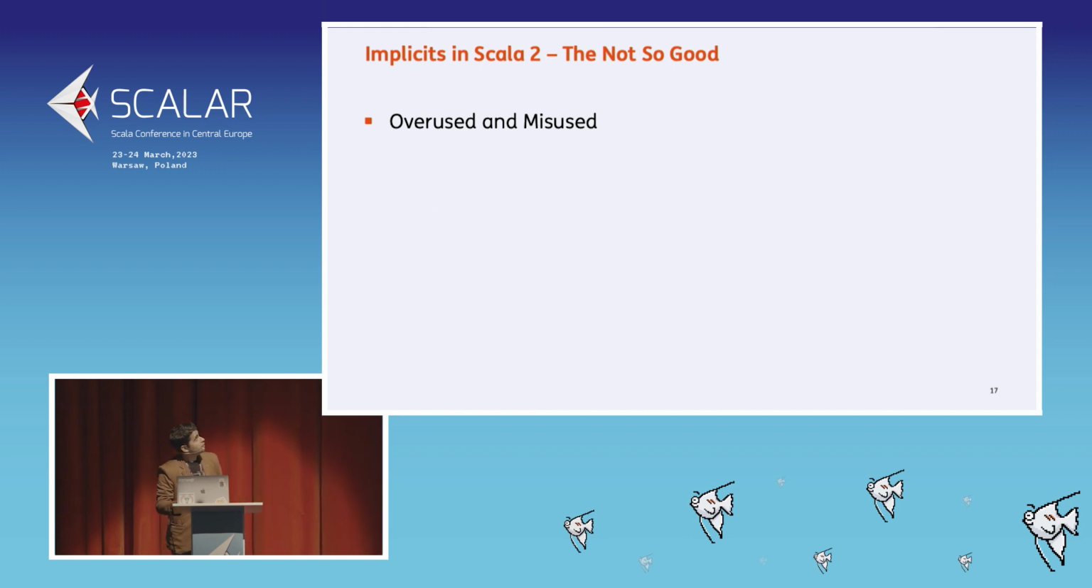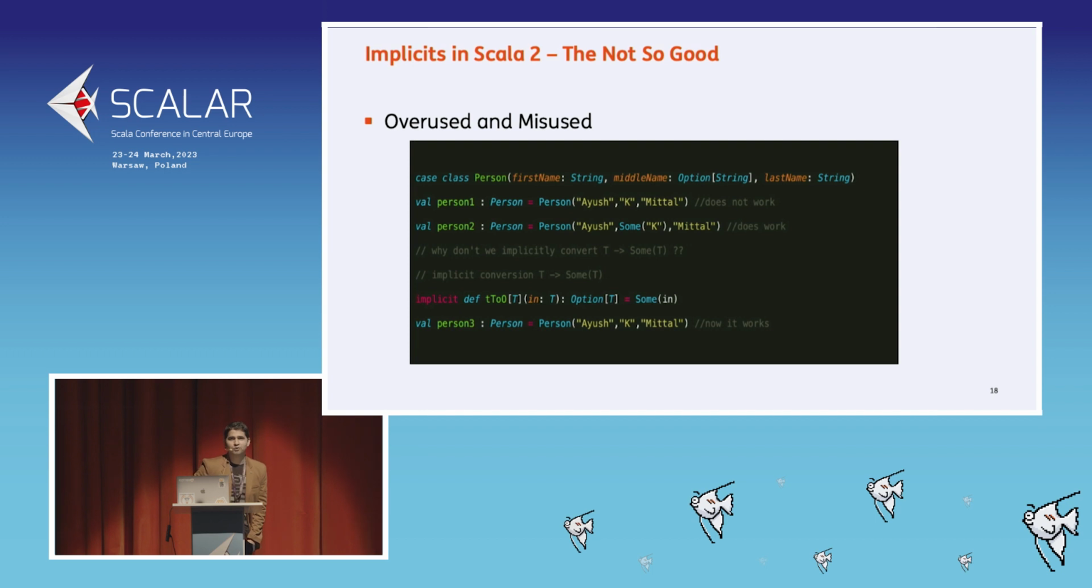The other thing about implicits which is not so good is their misuse. And this time I'll take an example from a Stack Overflow post that I found. Some user had this question on Stack Overflow. He said that he had a case class Person, which had some mandatory fields and some optional fields. As you can see, the middle name is an optional field. And then he was like, why does the first line not work? I mean, I should be able to pass K, and the Scala compiler is so intelligent, it should automatically convert that K to a Some of K. I mean, that boilerplate should go away.